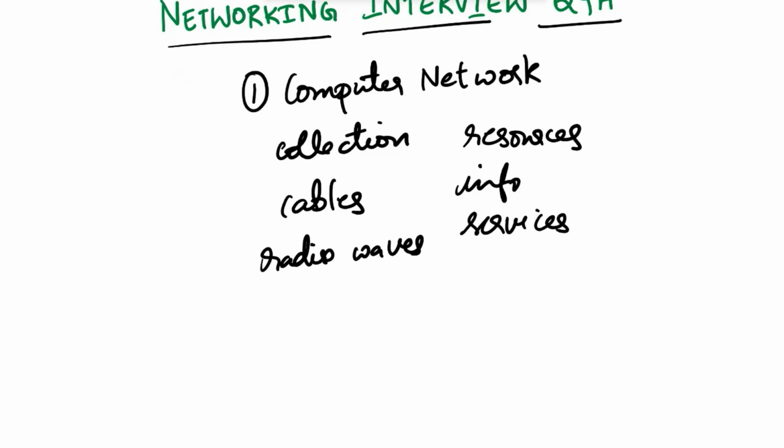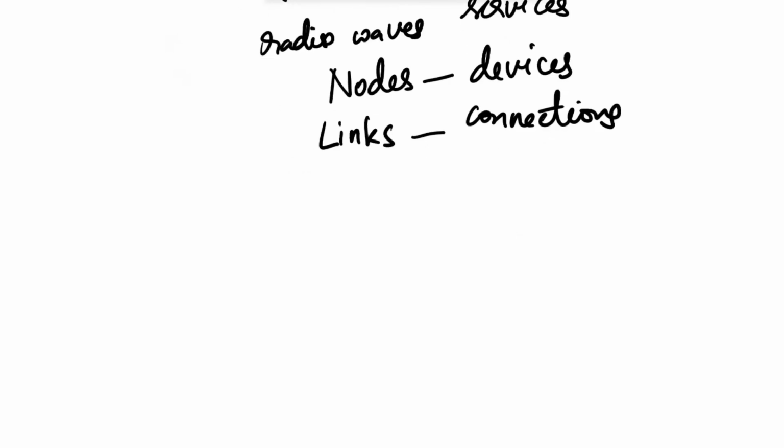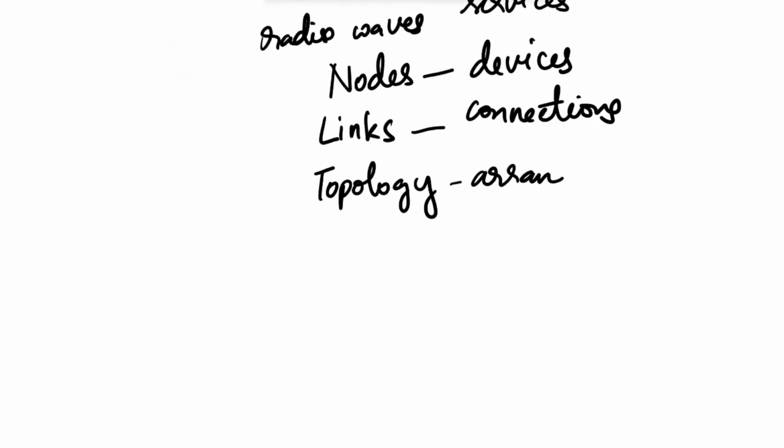Let's see some of the key components and concepts of a computer network. First one is nodes. These are the individual devices connected to the network, such as computers, servers, routers, switches, and printers. Then we have links. These are physical or logical connections that allow data flow between nodes. Links can be wired like Ethernet cables or wireless like Wi-Fi. Next is topology. This is the arrangement or layout of nodes and links in a network, defining how they are connected.